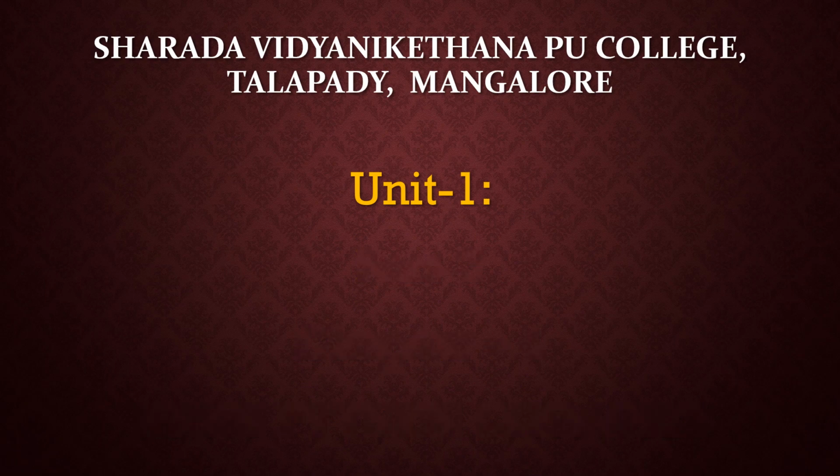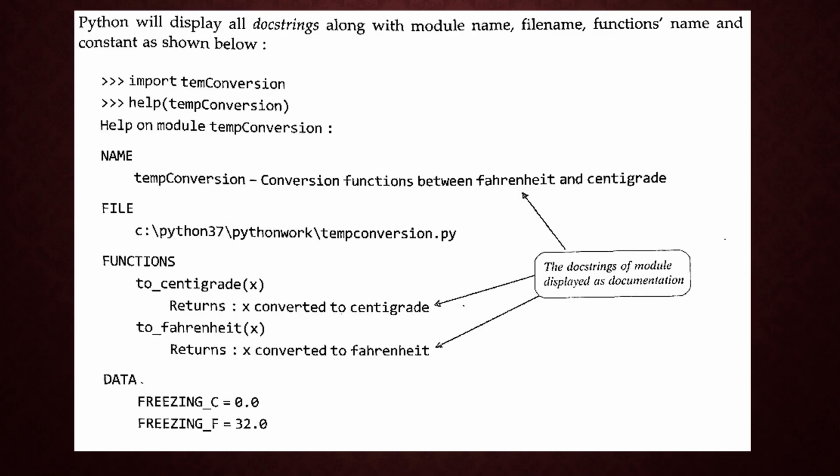Namaste students. Last class, we studied how to use the help command on a module. Whenever you execute help, it will display NAME, which displays docstrings. Next is FILE, which displays the module file name. Next is FUNCTIONS, which lists the functions used in that particular program, and then DATA, which displays the constants already defined in that program.